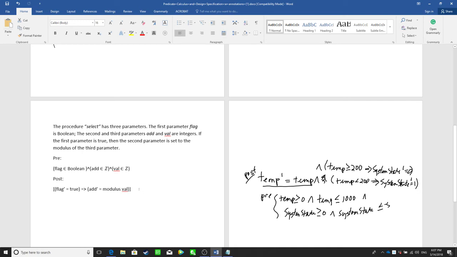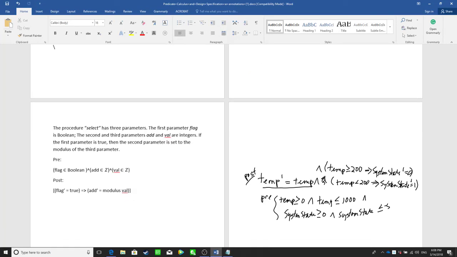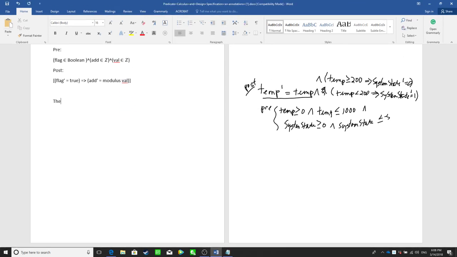Okay. These three questions are similar, but now let's look at something more tricky. Okay, last one. This is more tricky. Procedure 8up has 3 parameters, 1, 2, and 3.